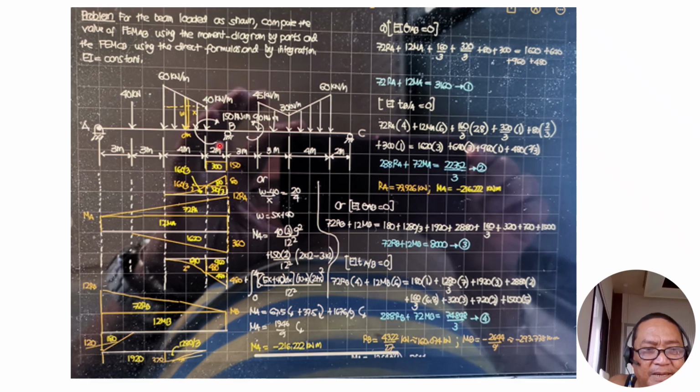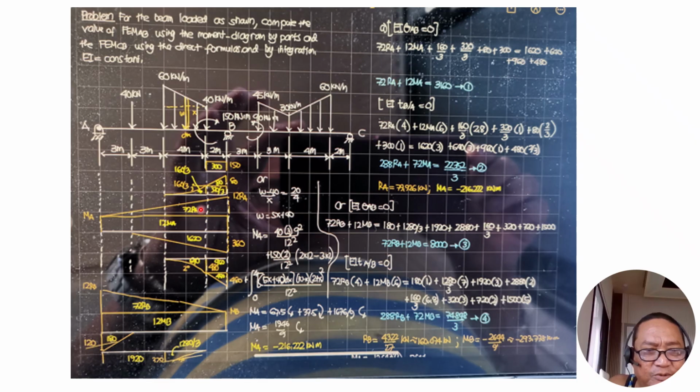Then the moment diagram by parts of the 150 kilonewton meter couple is this. And for the 40 kilonewton load, 40 times 9 is 360 kilonewtons. So the yellow symbols are areas of these diagrams. So for the first part, applying moment area theorems, EI theta AB is 0. So the tangents between A and B are horizontal, and the area between A and B should be 0.